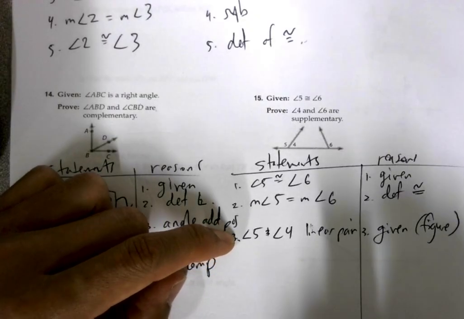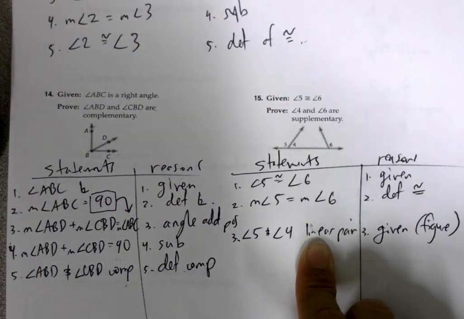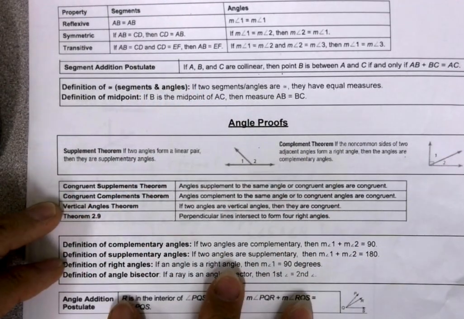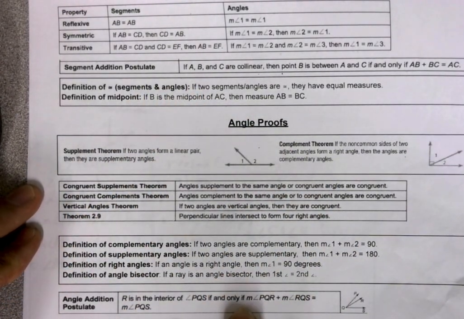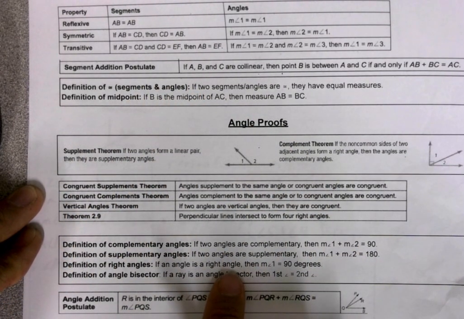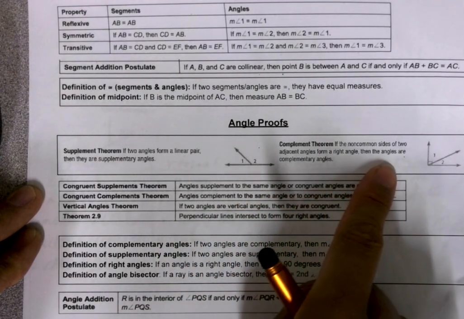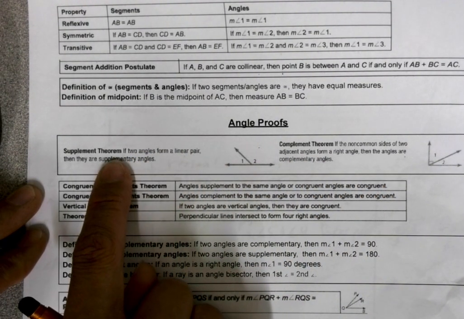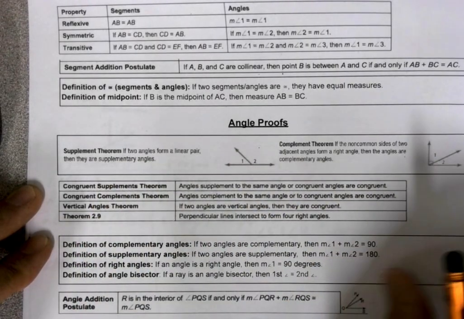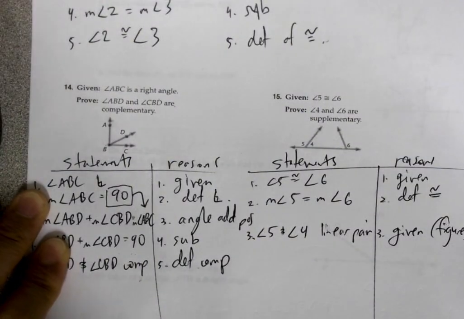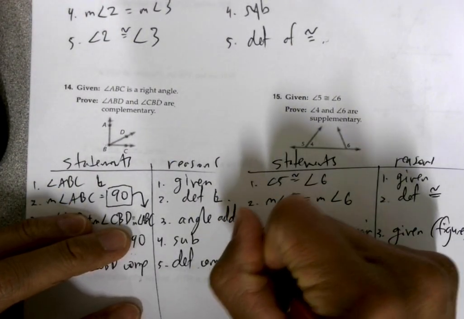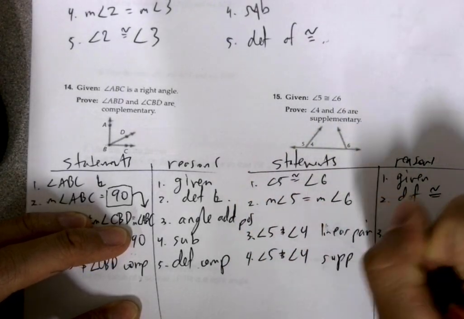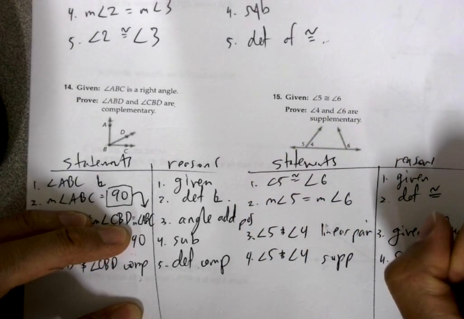Okie dokie. So once we have a linear pair, what can we say? Going back to our proof sheet, where does it say something about a linear pair? None of these say linear pair, except for this one here: if two angles form a linear pair, then they're supplementary. That's the supplement theorem. So I'm going to say angle 5 and angle 4 are supplementary, and that is the supplement theorem.